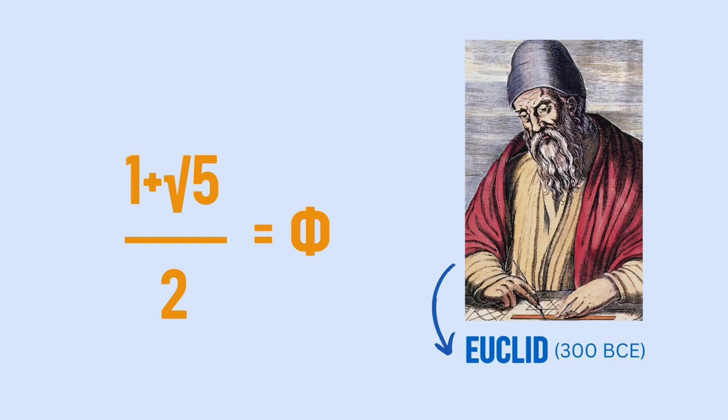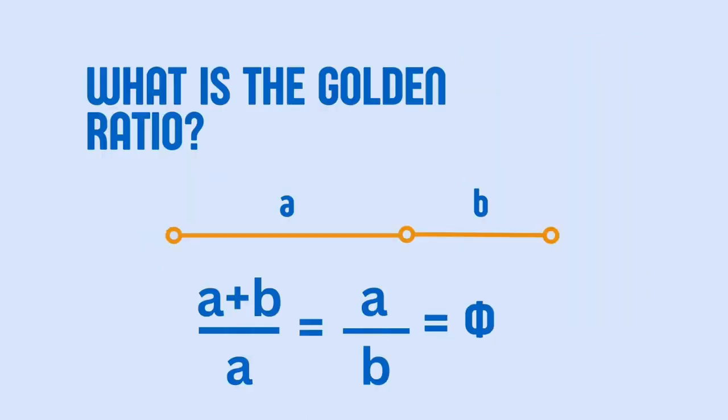The concept of the golden ratio was first recorded in the book Elements, written by ancient Greek mathematician Euclid. But what exactly is the golden ratio? Suppose we have a segment with a length of a plus b, where a is greater than b. If the ratio of a plus b and a is equal to the ratio of a and b, then you can say that a and b have a golden ratio.